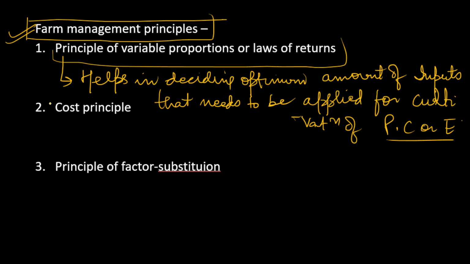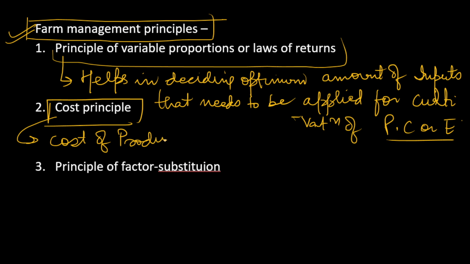Second is the cost principle. It helps in determining the cost of production. Next we have the principle of factor substitution. Okay, so here T is missing. Principle of factor substitution, or it is also known as the least cost principle.